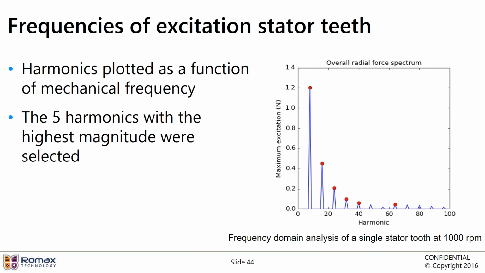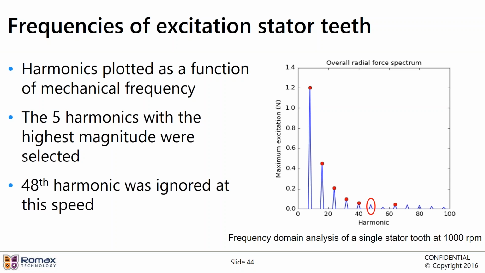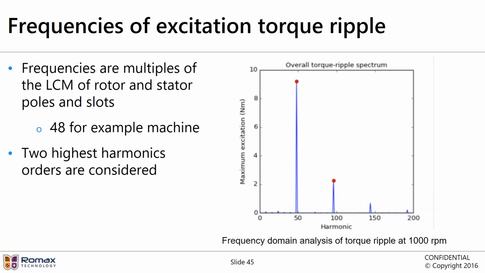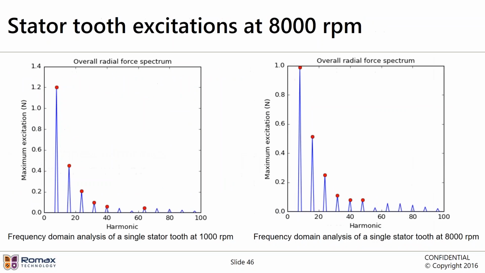So we saw that the 48th harmonic was causing vibrations at first at around 1,000 RPM. If we go back to the pre-processing tool and look at the frequency domain harmonics at 1,000 RPM, we find that the 48th harmonic is actually quite small and has been ignored at this speed. So it's definitely not the radial forces on the stator causing this. However, if we look at the torque ripple, the 48th harmonic is the dominant harmonic. This is because the LCM, as we looked at earlier, for the stator and rotor is 48, being a 48 slot 8-pole machine.